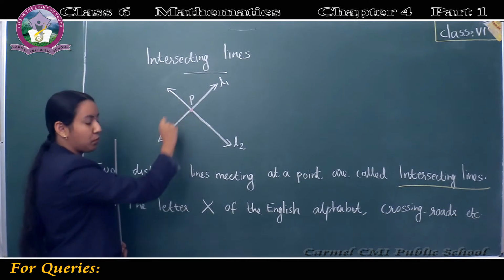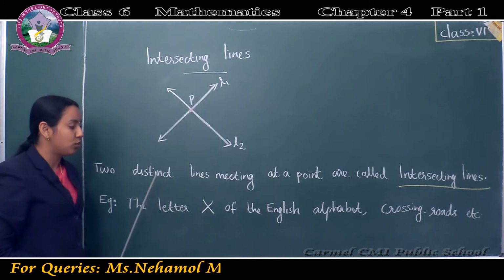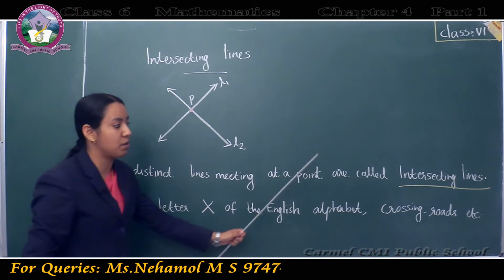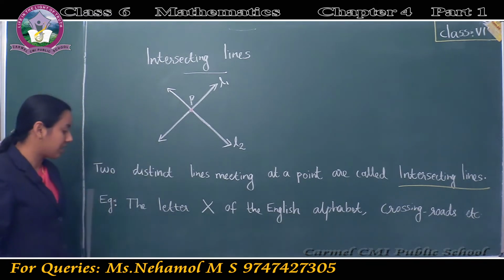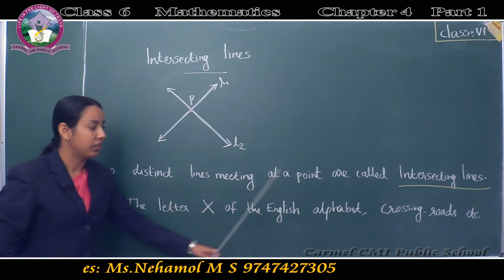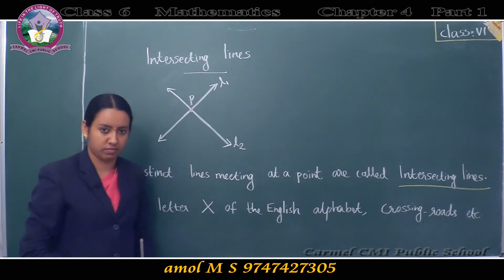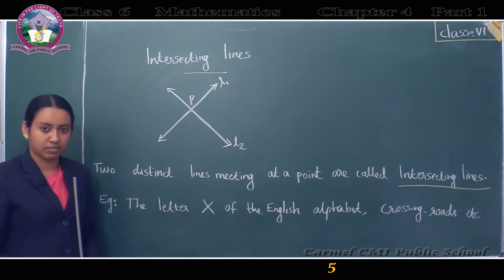This P is known as the point of intersection. Two distinct lines meeting at a point are called intersecting lines. Examples: the letter X of the English alphabet, and crossing roads. They are examples of intersecting lines.